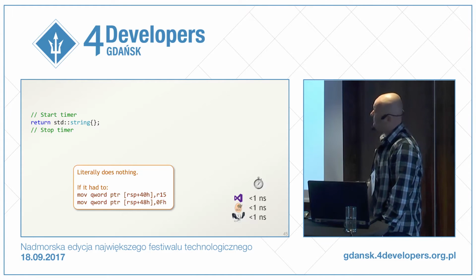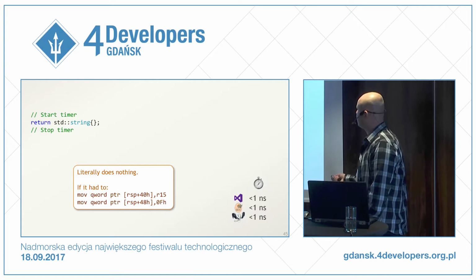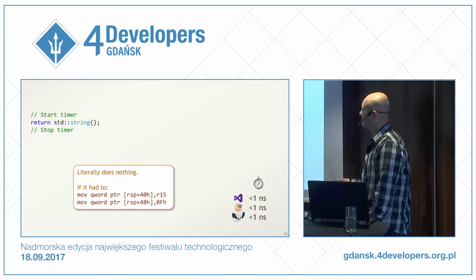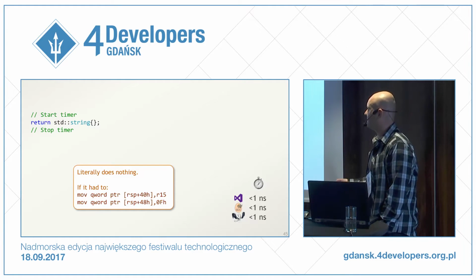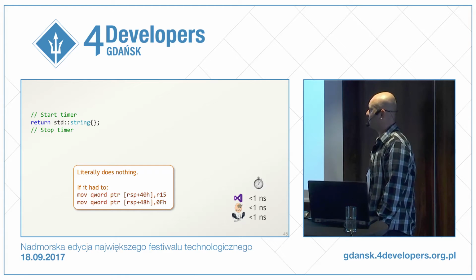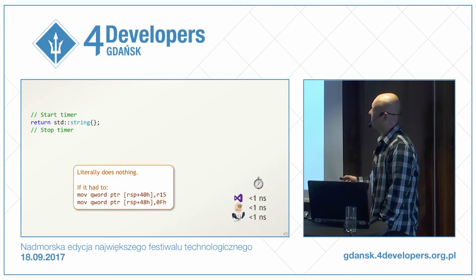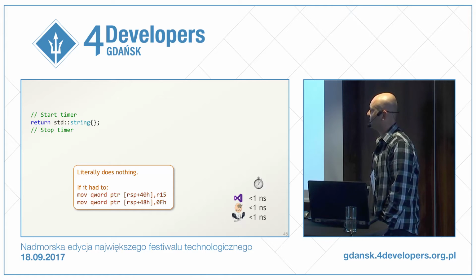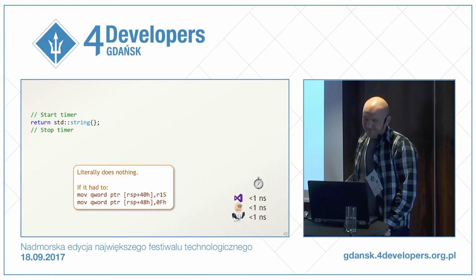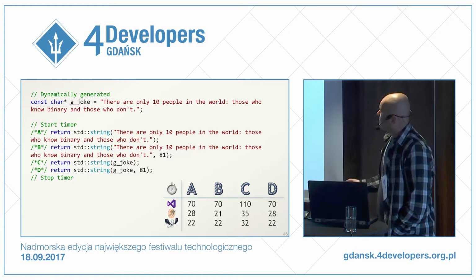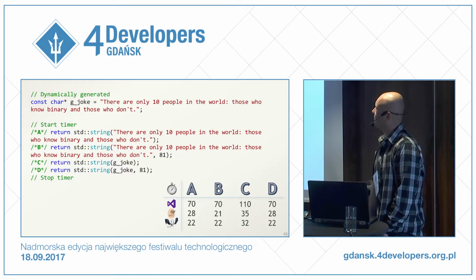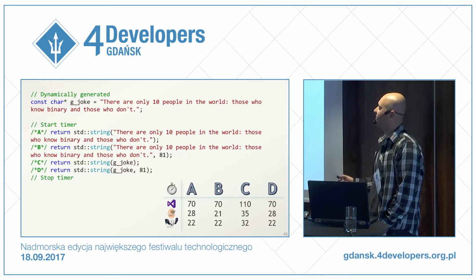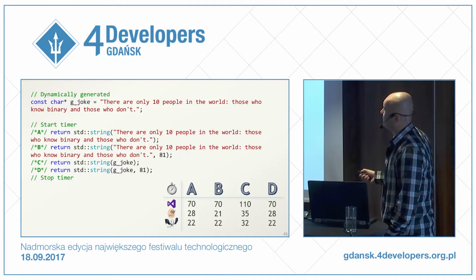Okay, how about this one? Nothing happens here. 1 nanosecond. But if you somehow trigger the optimizer to leave this instruction, you just clear the space for the std::string. Okay, and in this one we have 4 cases. 2 when we create strings from const literals, and 2 when we create from the dynamically created string from earlier.